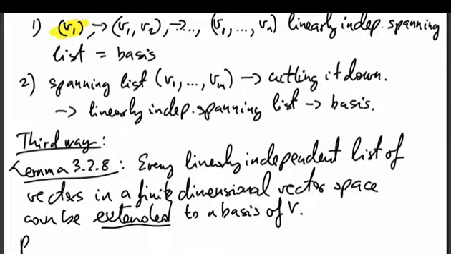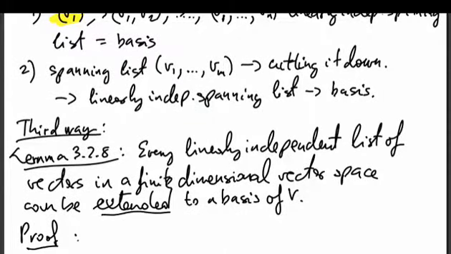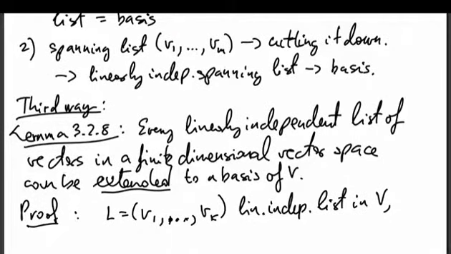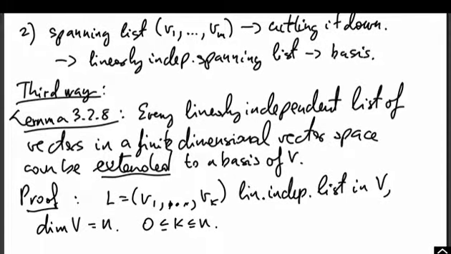And the proof is similar to this first way, really. It's just we don't start with one vector, we start with a finite list of vectors, V1, ..., Vk, a linearly independent list L in V, where the dimension of V, let's say, is n. We already know from our previous theorems and lemmas that k should be less than or equal to n. We also know that if k is strictly less than n, then L cannot be a spanning list.